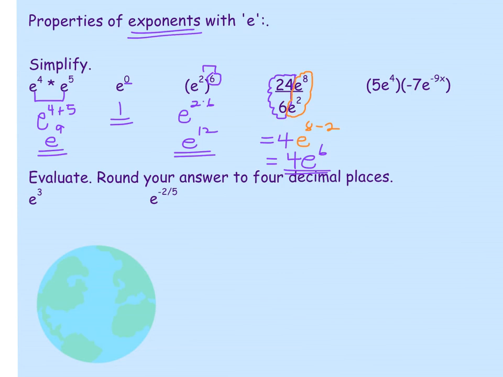And then the last one, we have a product. This one gets kind of tricky, so hopefully you're paying attention. Stick with me here on this one. We have 5e to the 4th times negative 7e to the negative 9.